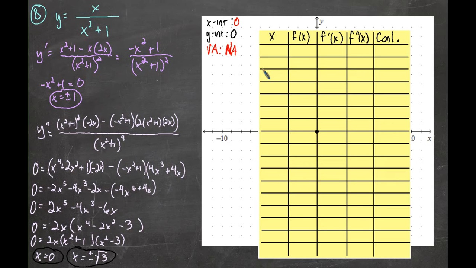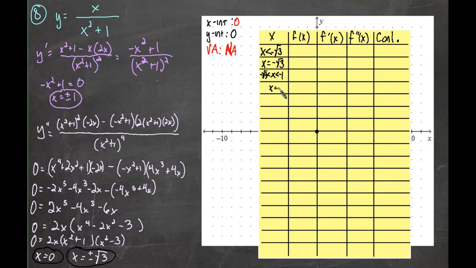Okay, so as x goes to negative infinity, or as x is less than the smallest x value, which would be negative square root of 3, what's happening there? What's the concavity? Okay, now x is between two values. It's between the negative square root of 3 and what? What's next? Negative 1.